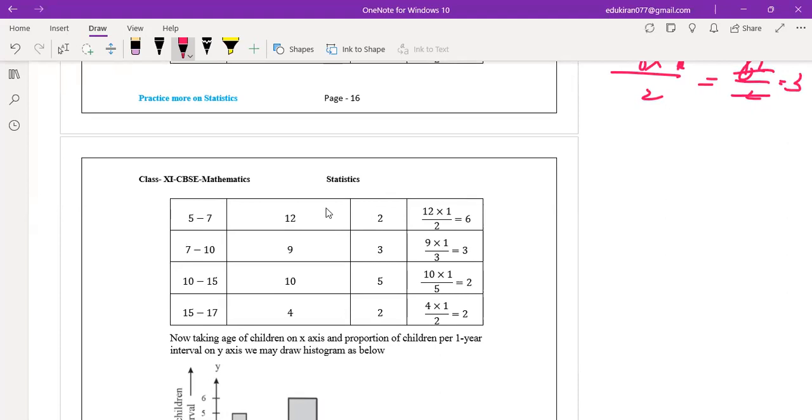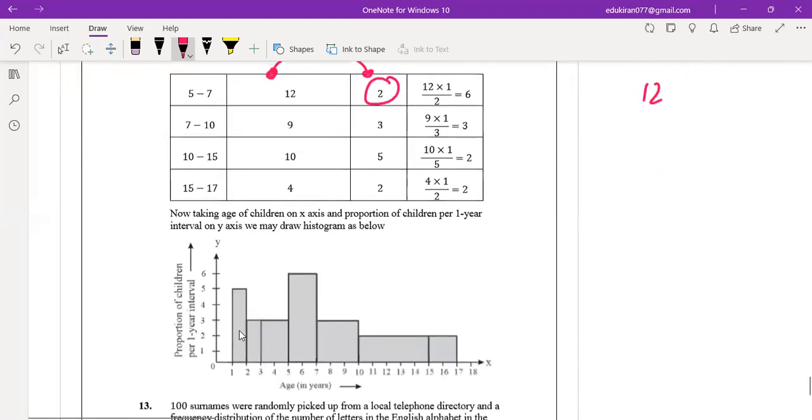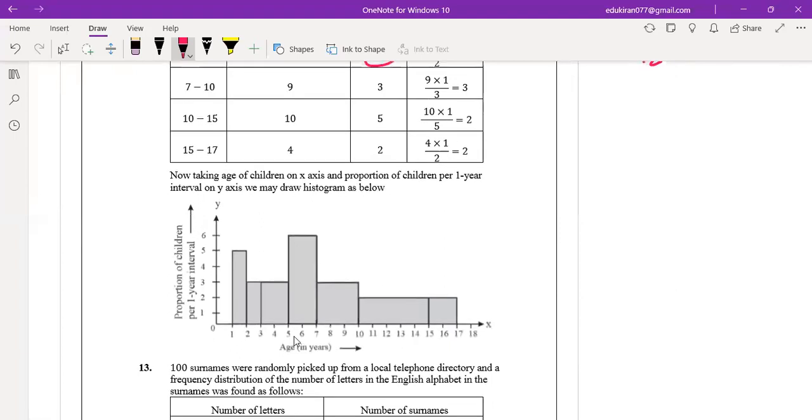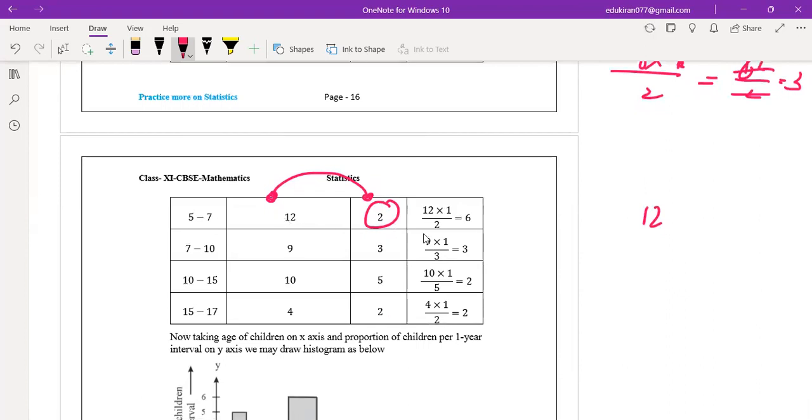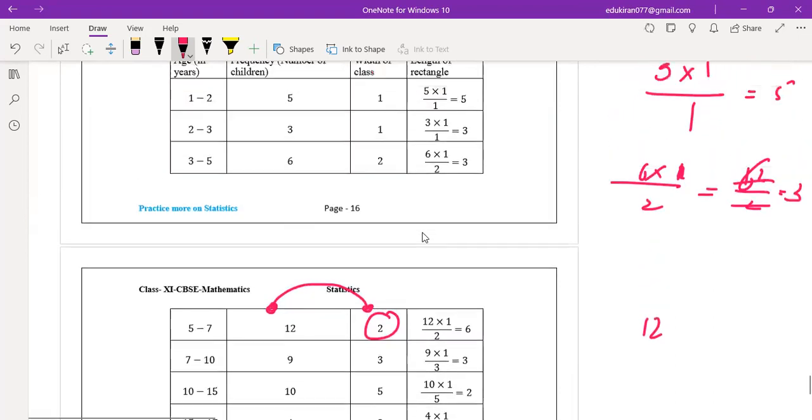So basically, it is nothing. It is basically what you can do. Whatever the frequency, you will divide it with the width. Clear? Okay. So you will get an idea. Why do you divide it? Because it is a width, so you will get an idea of how much you have to take.